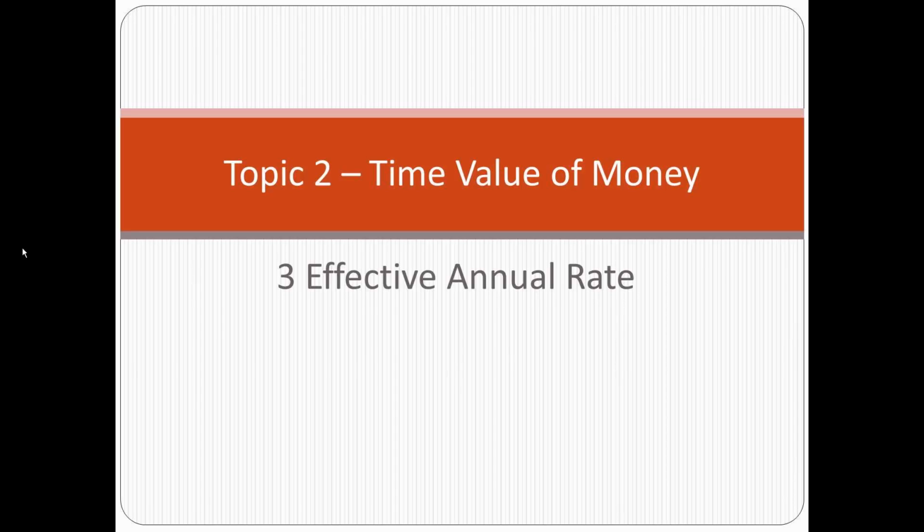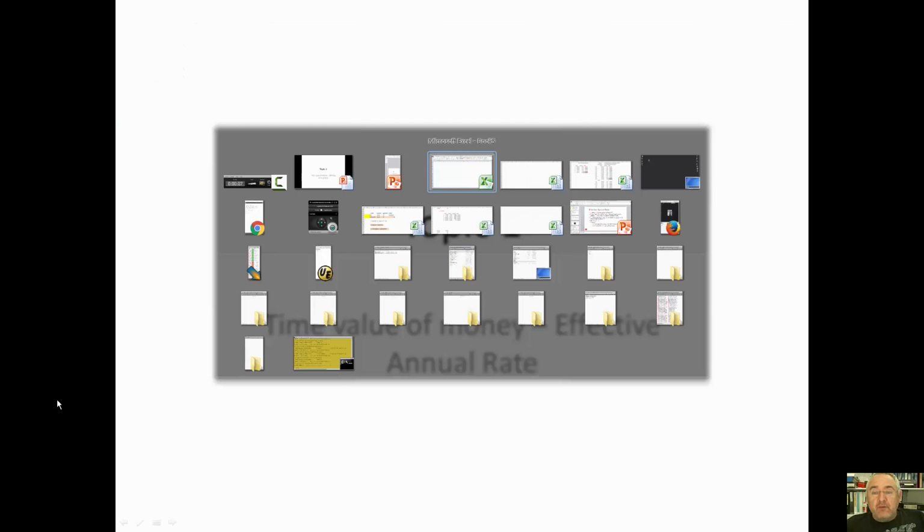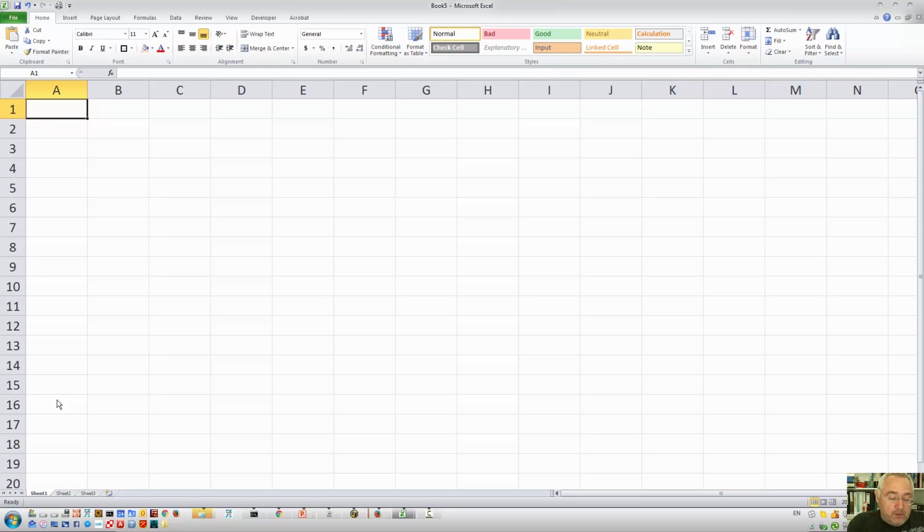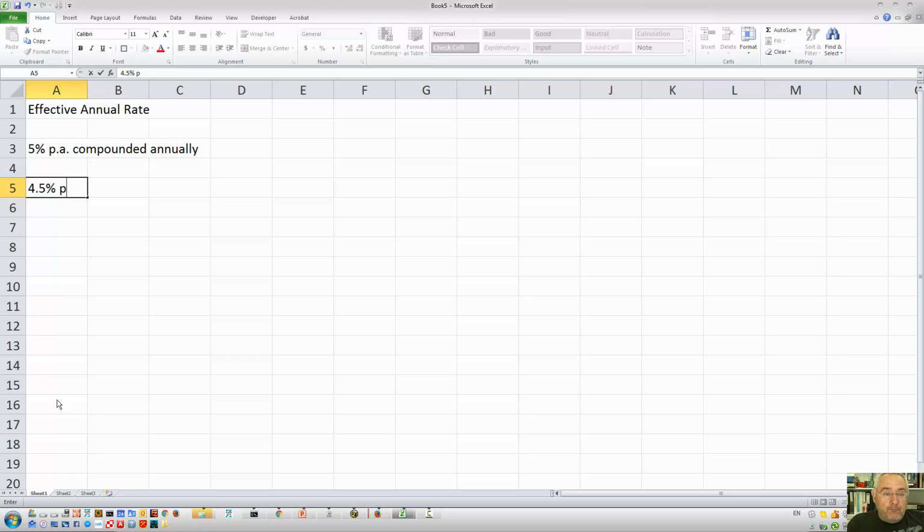Okay, we've talked about frequency of compounding, and I hope I've illustrated that it matters. So the next quite simple concept is the concept of the effective annual rate. If somebody tells you that they're paying you 5% per annum, compounded annually, and somebody else is saying, hey, they're paying you 4.5% per annum, compounded monthly.